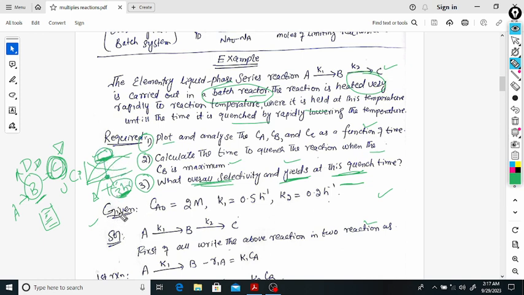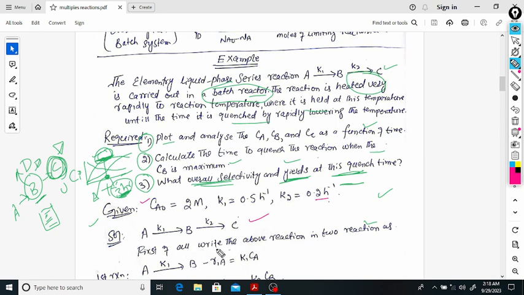So the given information is the concentration of A. The initial concentration of A is 2 molar. The K1 is 0.5 per hour. K2 is 0.2 per hour, and this is the general series reaction.